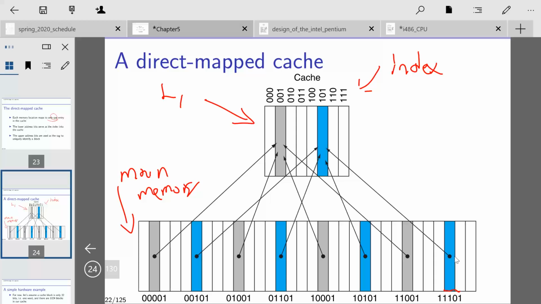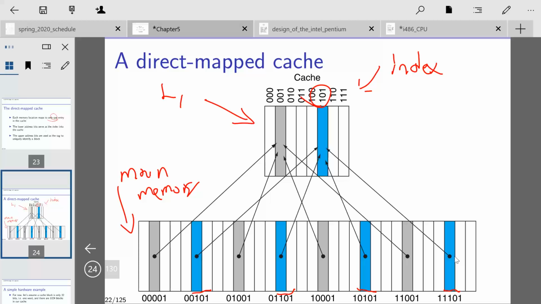And there we see we have 101 and 101 here. So any block that has the lower 3 bits of 101, all these blue ones, map into this same block where the index is 101.